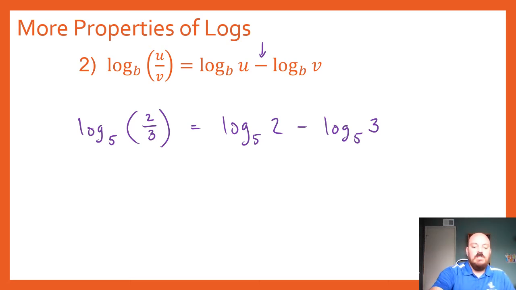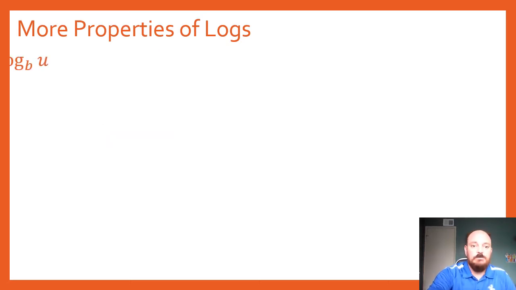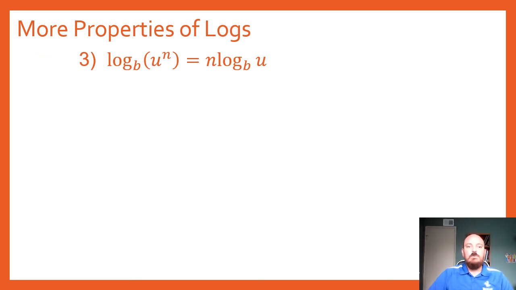Okay, our third property here has to do with exponents. So let's say you have log base b of u to the n power. It ends up equaling n times log base b of u. Or the way I like to think of it is you can take that exponent and drag it out front and turn it into a coefficient.